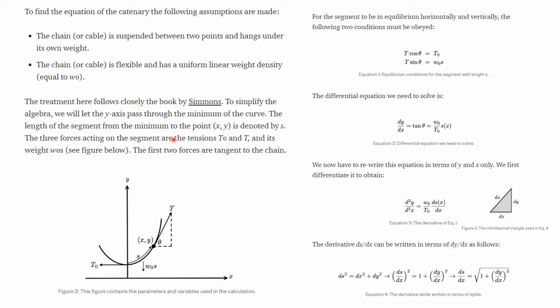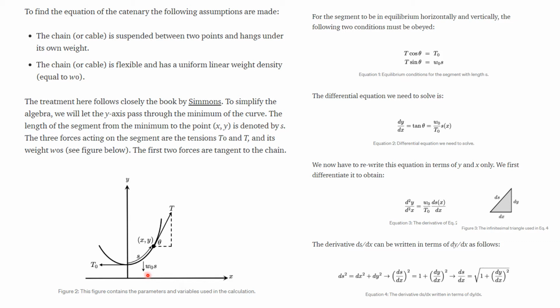The length of the segment from that minimum to the point xy on the curve, on the chain, is denoted by S. That's the segment. It is S. It is a line segment, and the 3 forces acting on the segment are the tension T0, which is a tension that is existing on the chain, and T, and T is the one pulling up, so that is the tension, and the weight is pulling it down.